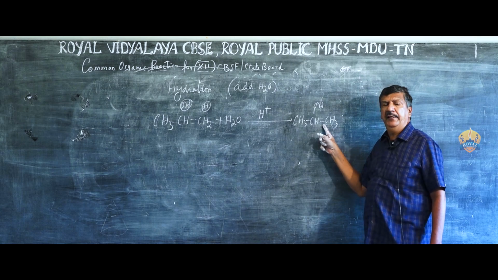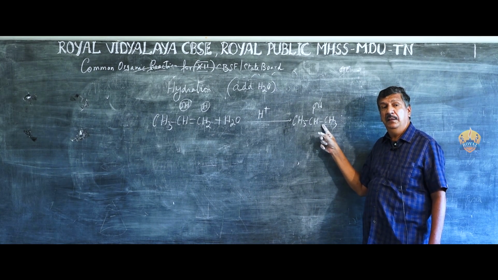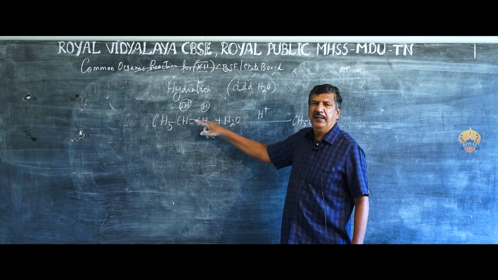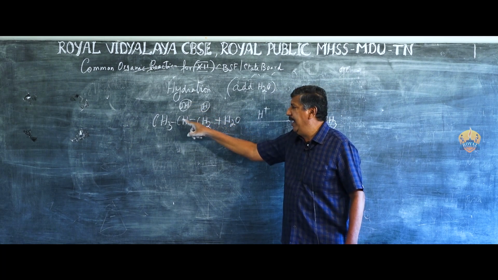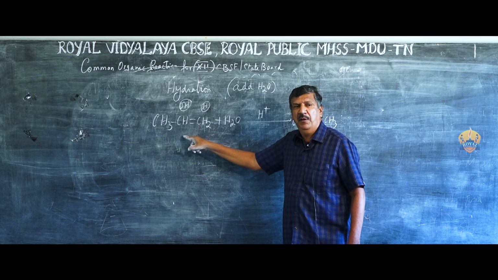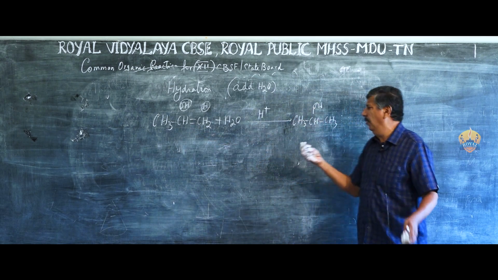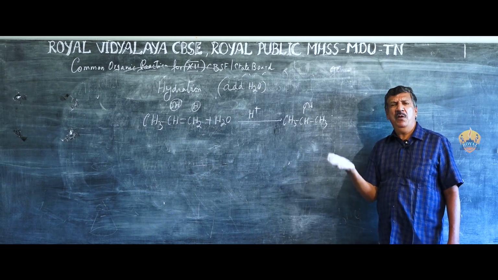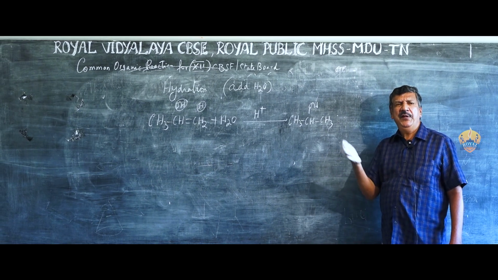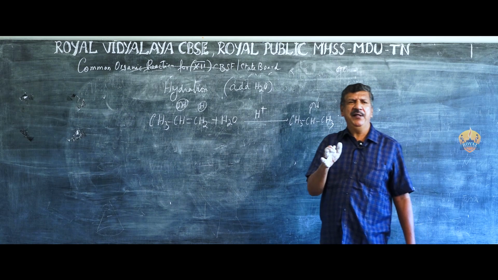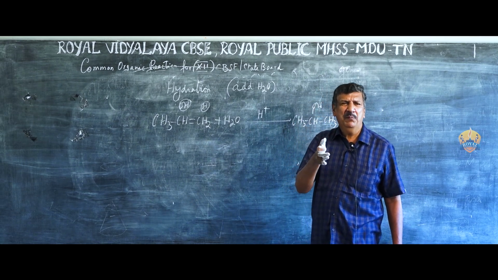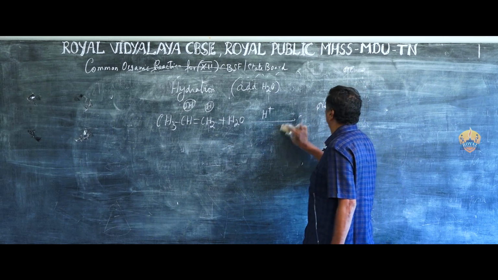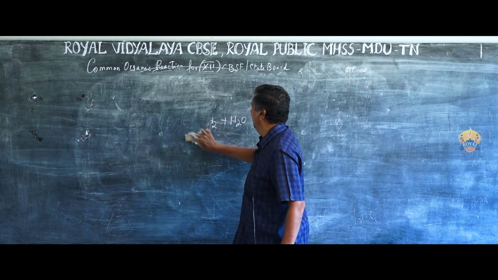See, while writing the product, what have I done? When you remove, there will be a double bond. When you add, the double bond will be converted into a single bond. That's all. When you remove, the bond increases. When you add again and again, the number of bonds decreases. This is a very simple concept. Okay. This is hydration.